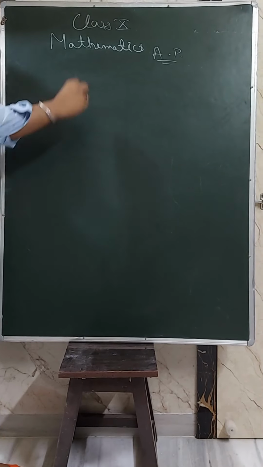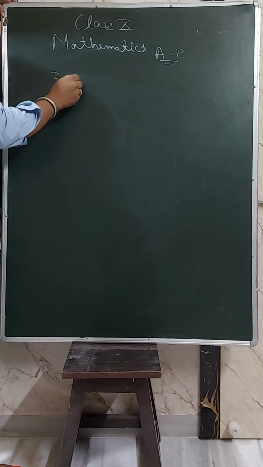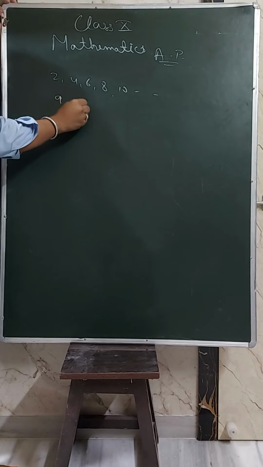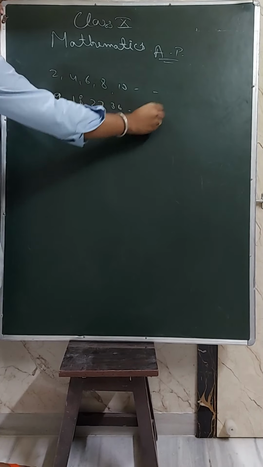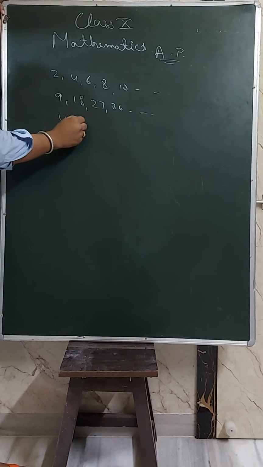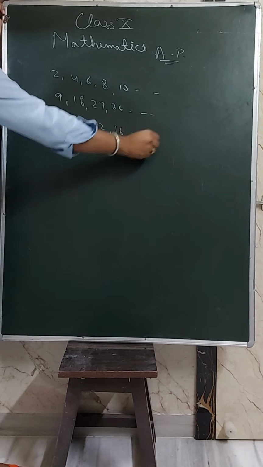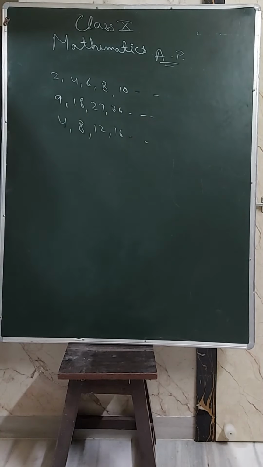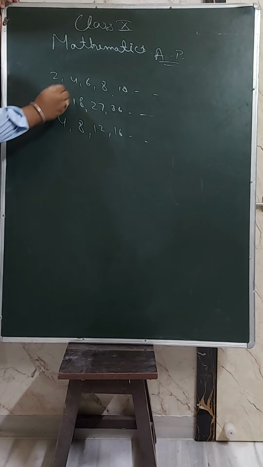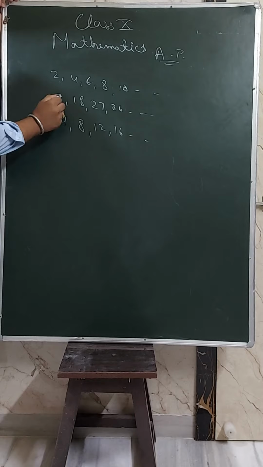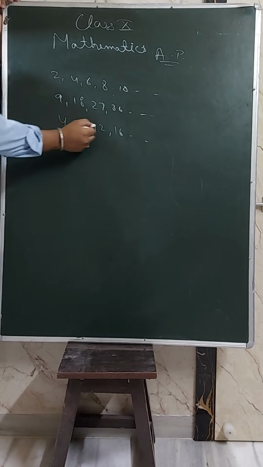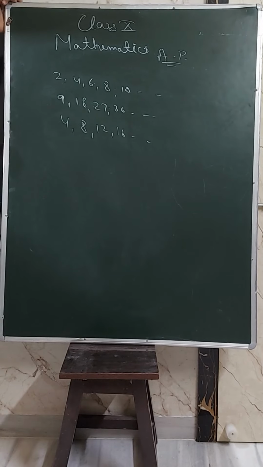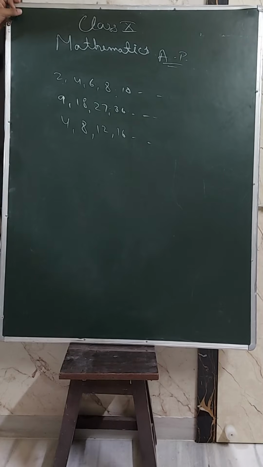Now, what is it? Suppose I write some series, like 2, 4, 6, 8, 10, and 9. One more I will write. So what is the same thing in all the series? Look at the difference. Here the difference is 2, and here the difference is 9. Here the difference is 4. So in all these series the difference is the same. That type of series where the difference is common is simply known as AP.